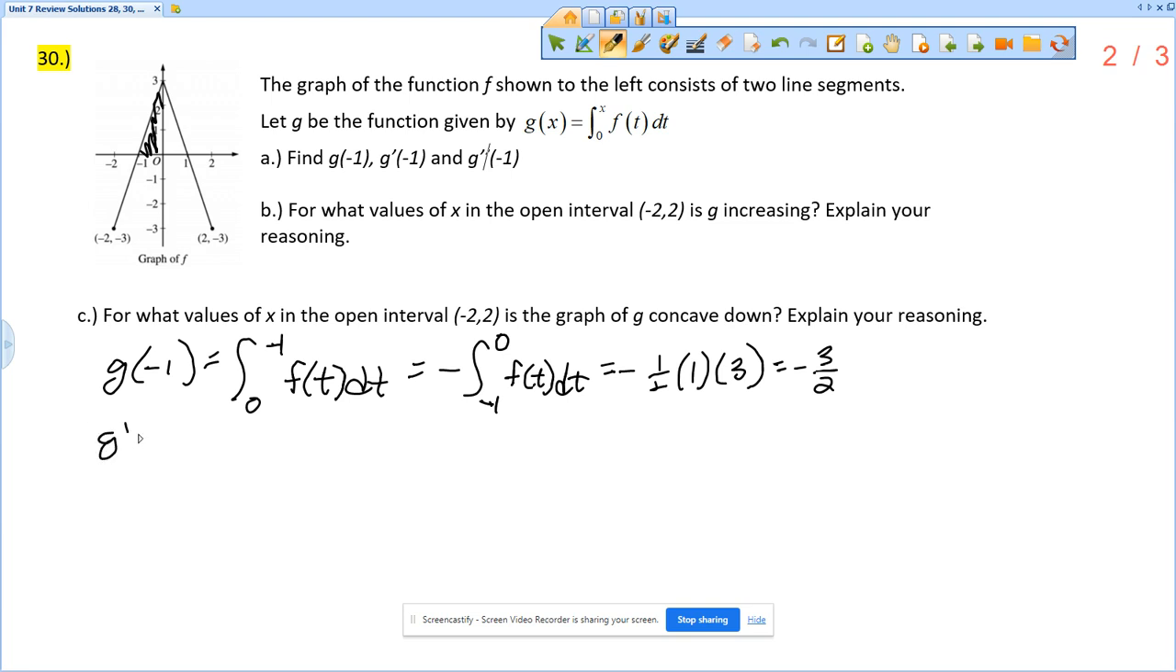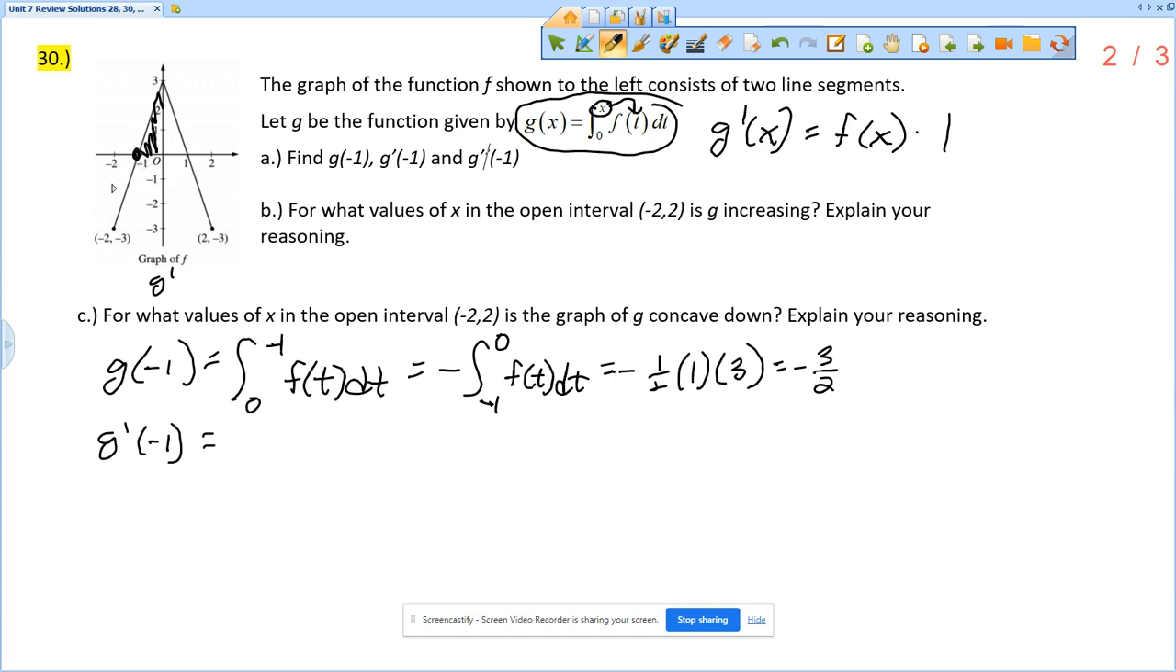Now, g prime of -1. First thing I need to do is take this statement and apply the second fundamental theorem of calculus to it, which says that g prime of x would be found by taking x and putting it in for t. So really, it's just f of x times the derivative of x, which is just 1. In other words, g prime is f, so this graph of f is also a graph of g prime. So g prime of -1 means what is the y value on this graph when x is -1? In other words, that would be 0.